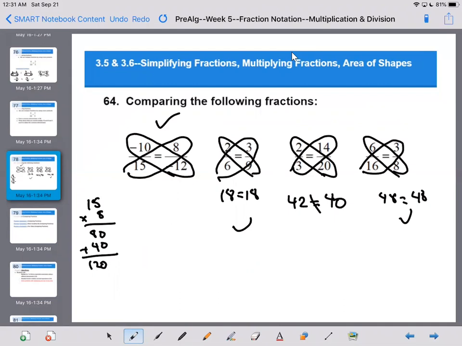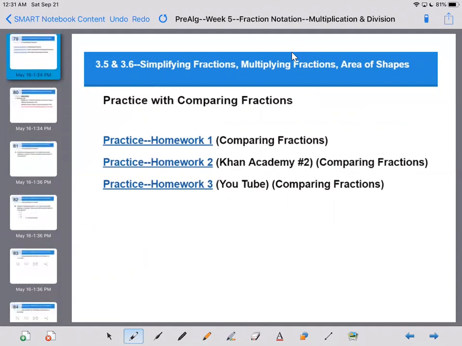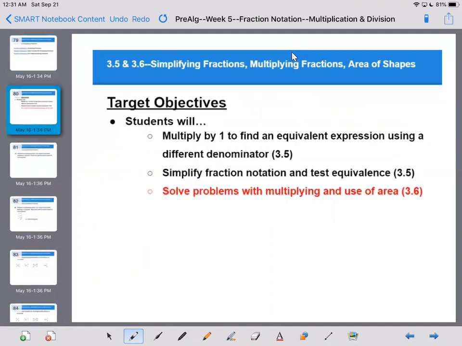So there's you some practice. If you're going to look at comparing fractions, you can look at the YouTube videos and the links. Again, we want to look at our last objective here, solving problems looking at area.